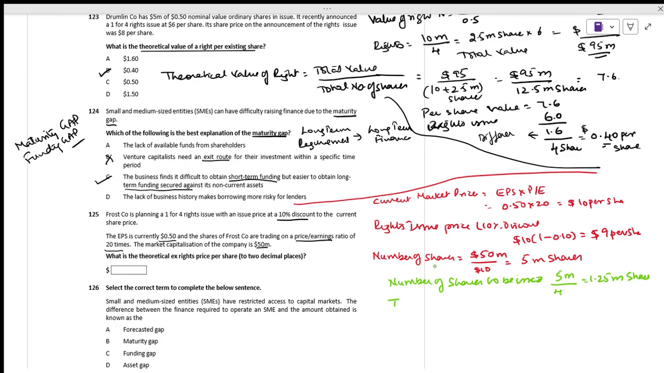Theoretical ex-rights price. Is it right? Existing how much? 5 million shares. What is the value? Value is 10 per share. Plus how many new shares they are issuing? 1.25 million. At what price they are issuing? They are issuing at the price of 9 per share, is it right?